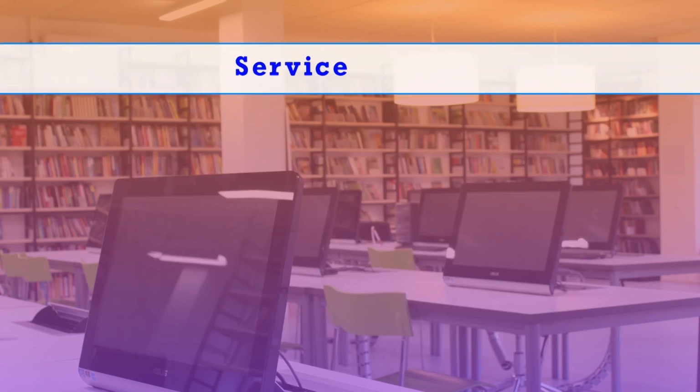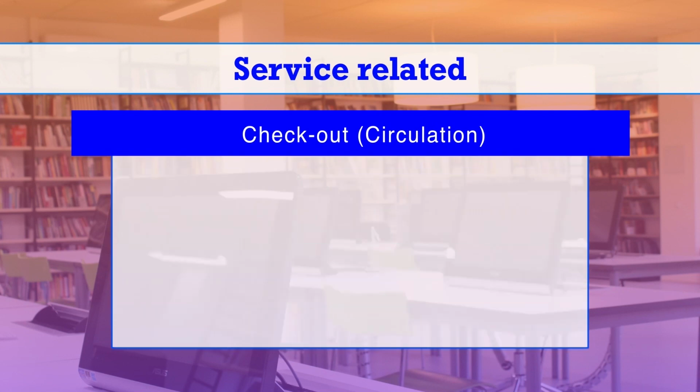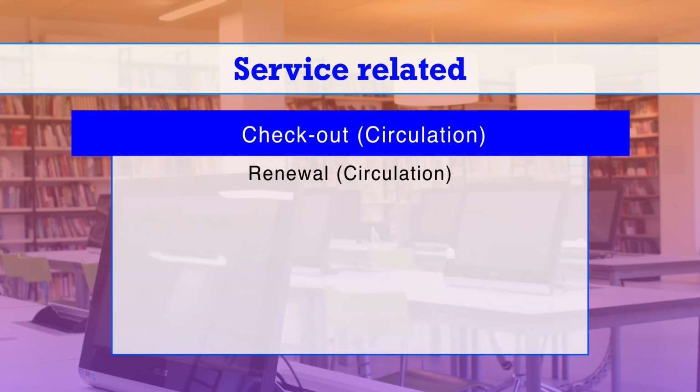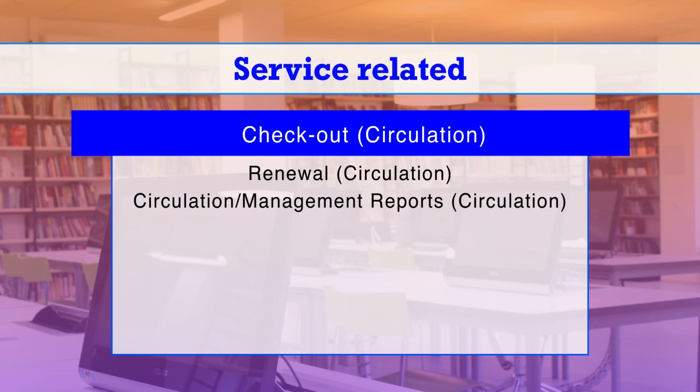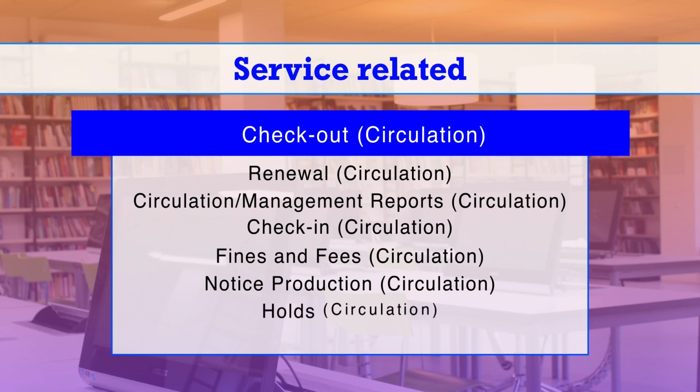Then service related checklist items are check out and check in circulation, renewal in case of circulation, whether it is supporting renewal or not, circulation related reports generation, then fines and fees calculation, and financial interface to collect fines, notice production, different kinds of holds and recalls, different kinds of alerting services through SMSs and emails. So that kind of service related checklist you need to perform.